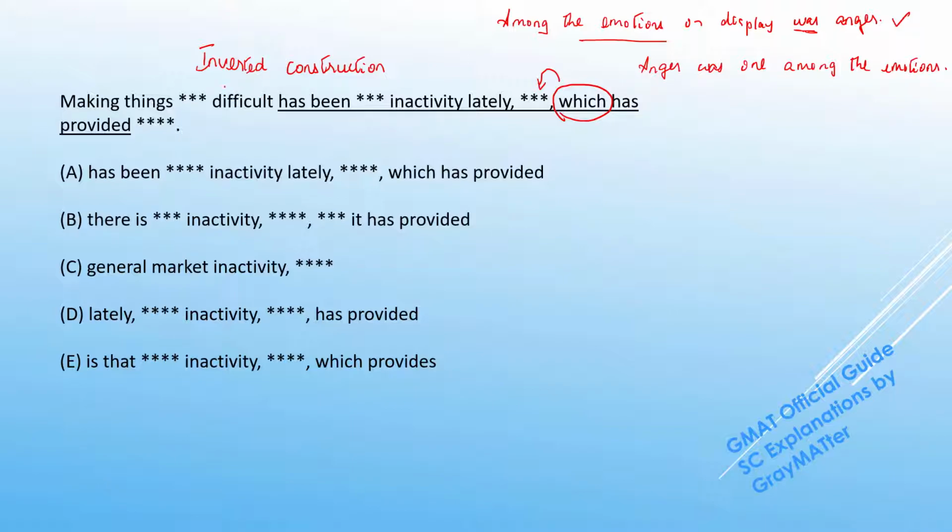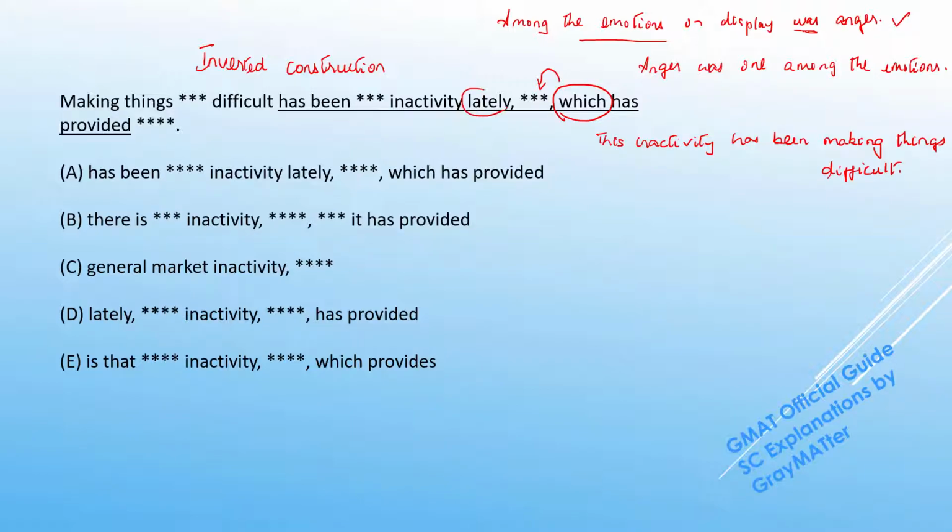So that's what happens in an inverted construction. The main subject is written after the verb. The anger is the subject and the was is the verb. So you see, that's exactly what is going on in this sentence as well. Making things difficult has been this inactivity. So if you reconstruct this, the sentence would become this inactivity has been making things difficult. So you see, this construction is perfectly fine. So the sentence works in the way it is, even if it's constructed in inverted form.